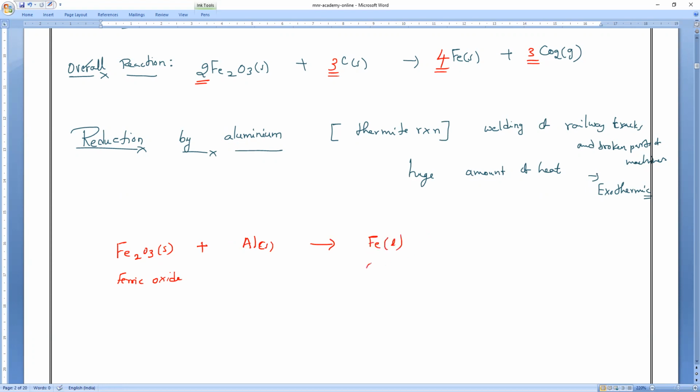Liquid iron, we should call it something. What is that? Any metal that melts, we call it molten. And we are going to get aluminum oxide, plus we are going to get heat. Boys, balance it fast. Don't look at the book and balance. Make it fast, boys.